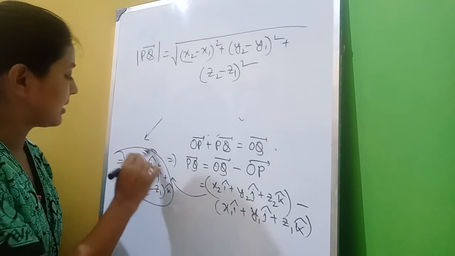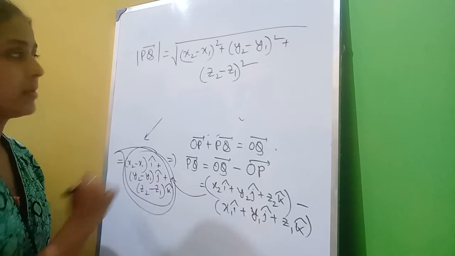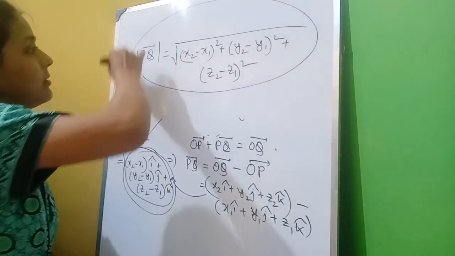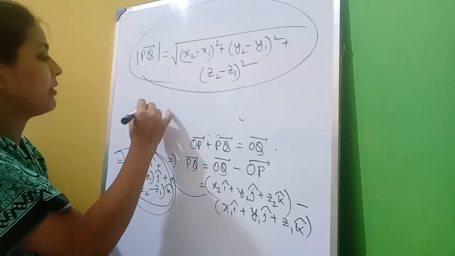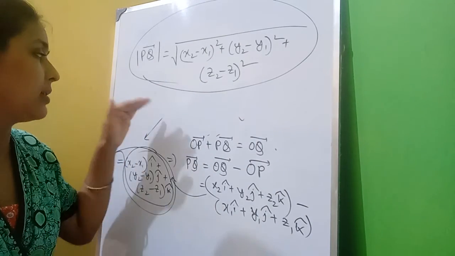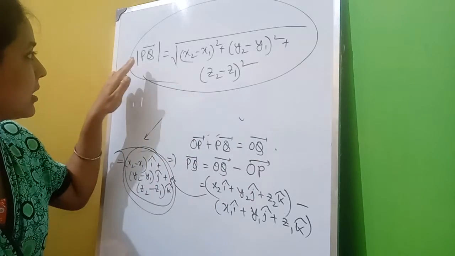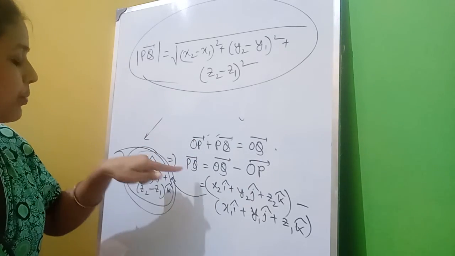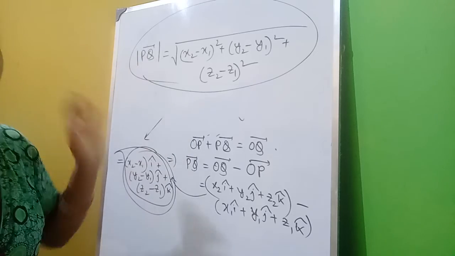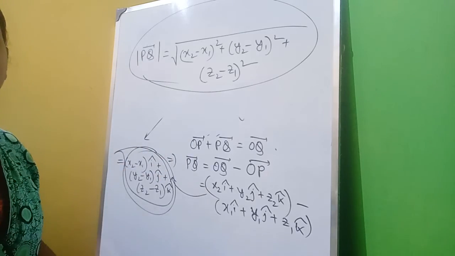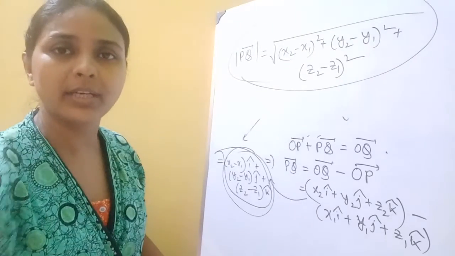So this is the vector PQ and this is the magnitude of PQ, and we needed to find the vector joining two points. So the vector joining two points P and Q is this and its magnitude is this. I hope you all have understood it.